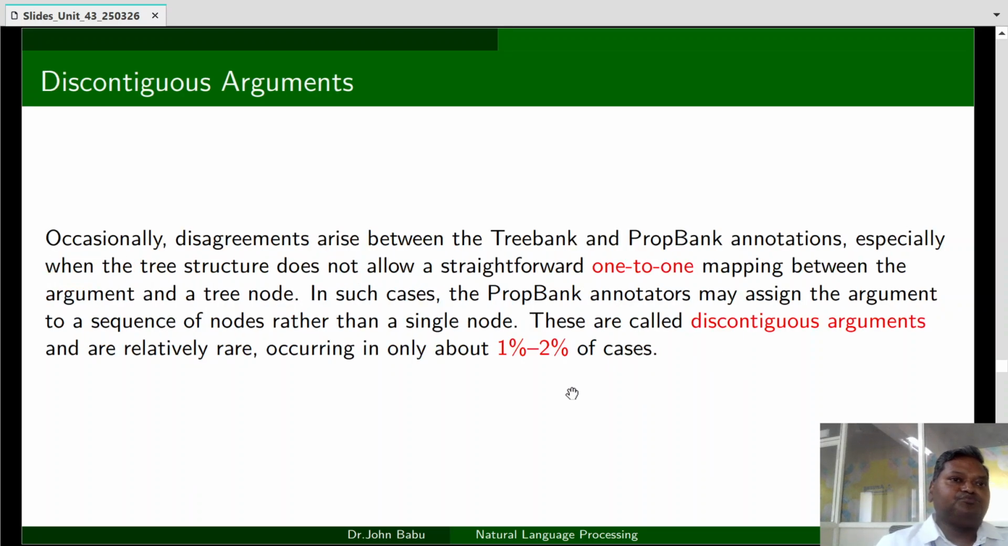Then there is another argument type called discontiguous arguments. Remember, PropBank is domain specific to the Penn Treebank. But sometimes, very rarely, in 1 or 2% of the cases, there will be disagreement between the annotators of the Treebank and the annotators of the PropBank. In such cases, PropBank annotators may assign the argument to a sequence of nodes rather than a single node. Such arguments are known as discontiguous arguments, and they are relatively rare.